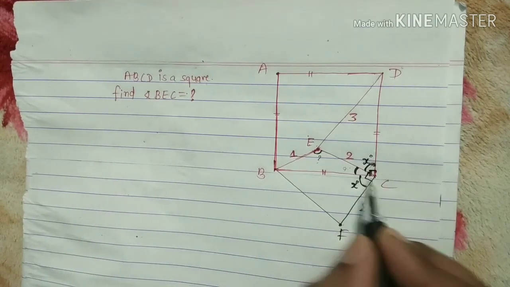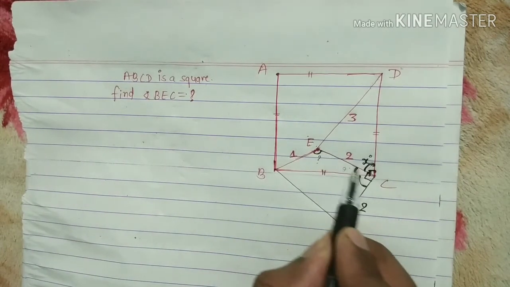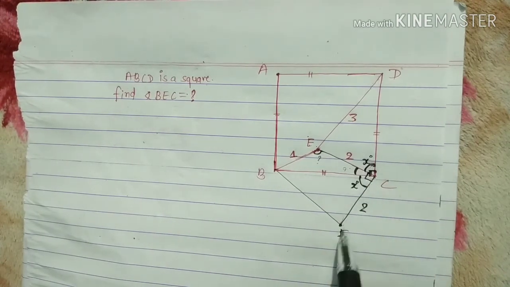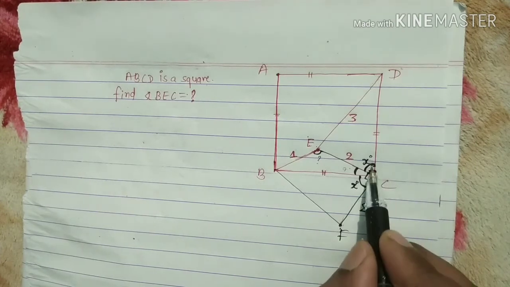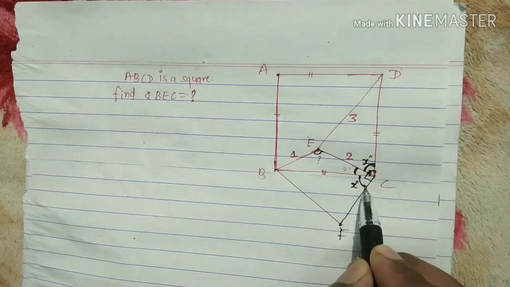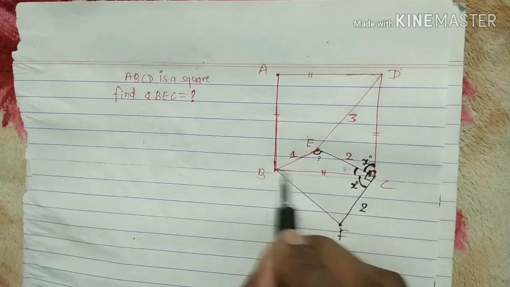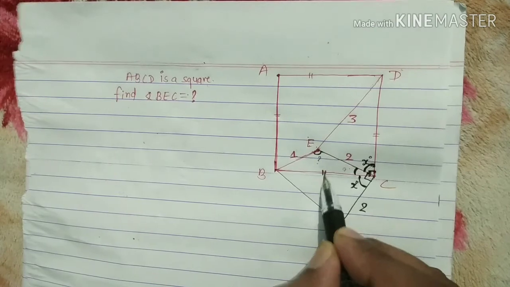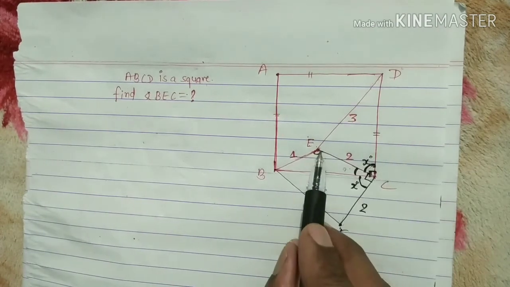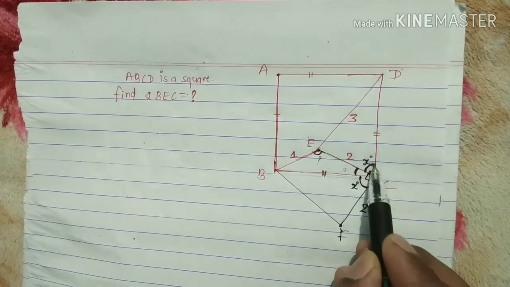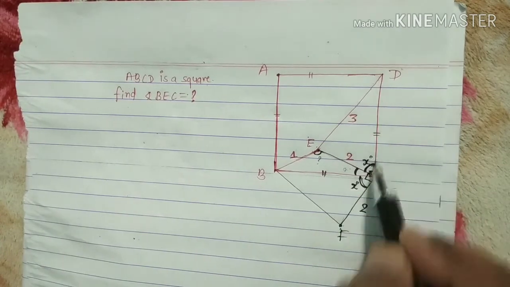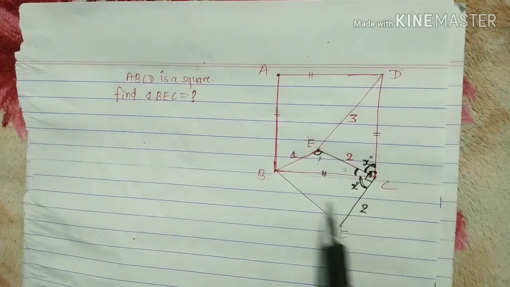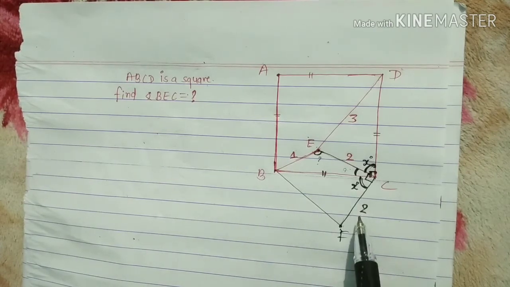As you can see, these two triangles are congruent because this side is 2 and this side is also 2. So side EC is equal to side CF, and then this angle is X degrees and this angle is also X degrees, and then this side is equal to this side. As you can see in the figure, these sides are equal. So side, angle, side: these two triangles are going to be congruent here by the SAS axiom, side angle side.